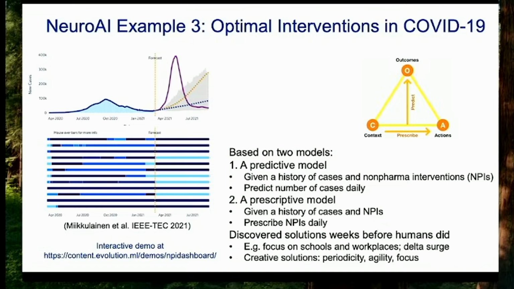And it discovered things that we did not know. It first focused on schools and workplaces, and later predicted and would have mitigated the Delta surge if the government only had listened. But it also came up with creative solutions, like different restrictions on weekdays and weekends, agility, quick changes, and focus on certain dimensions.